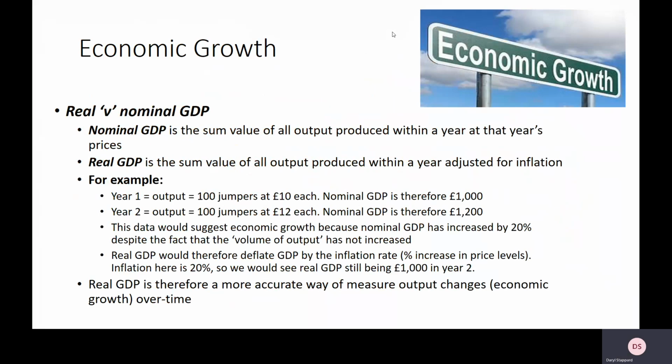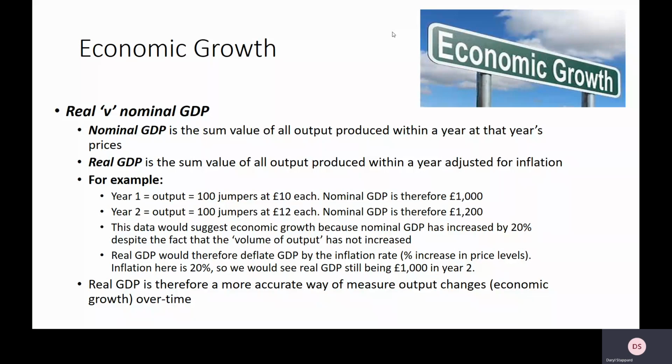Right, guys, now real against nominal GDP, first of all. Nominal GDP is the value of all the output produced within the economy in that particular year at that year's prices. Real GDP is the sum value of all the output produced within the economy in a year adjusted for inflation. Now, let's think about why real GDP is far more useful than nominal GDP. What I've done, I've given you a fake economy, and I'm assuming the only output produced in that economy is jumpers. And in year one, the output is 100 jumpers, and they sell each jumper for 10 quid each.